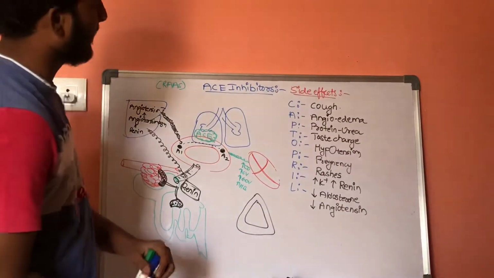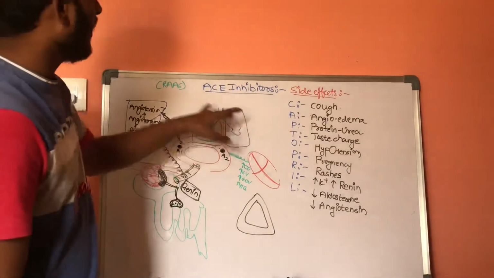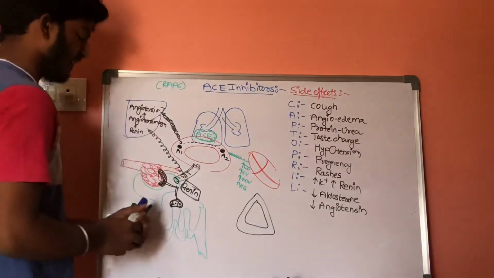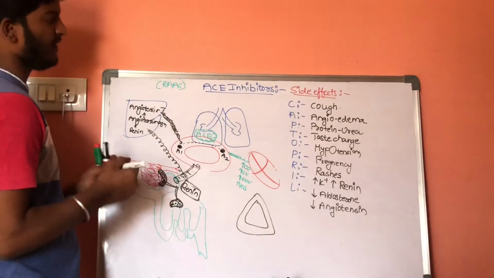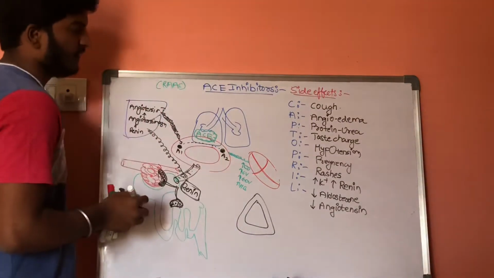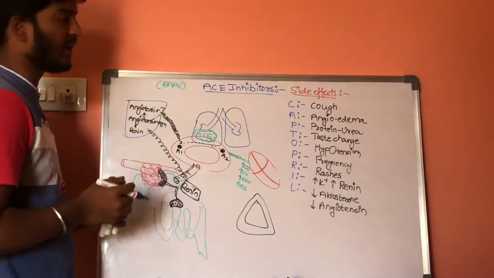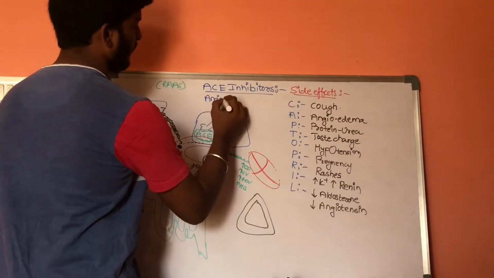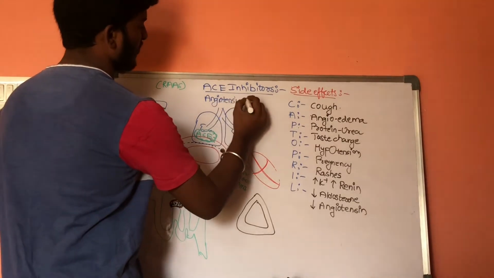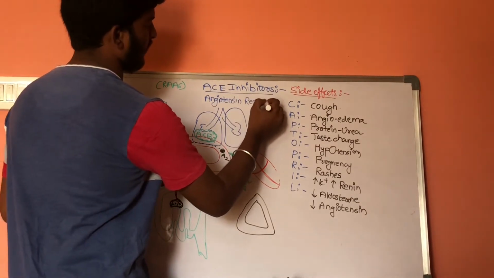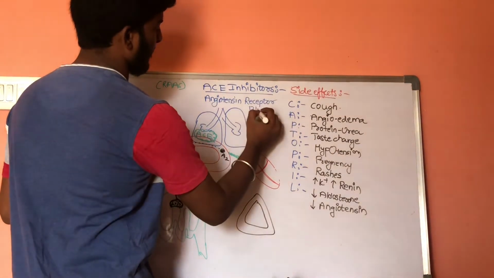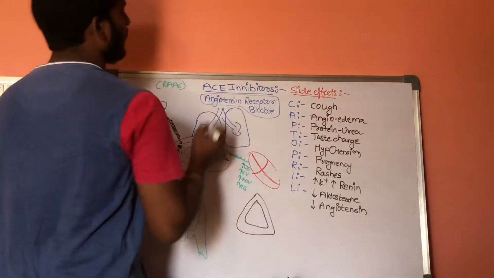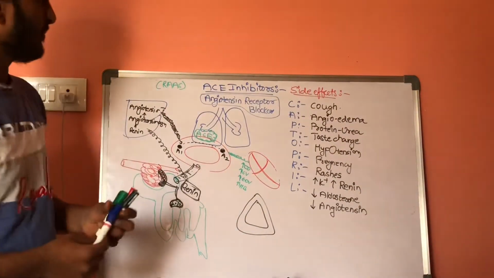And these are the ACE inhibitors, and while studying these ACE inhibitors, there is another class of drugs that should also be studied, that are angiotensin receptor blockers. What are angiotensin receptor blockers?